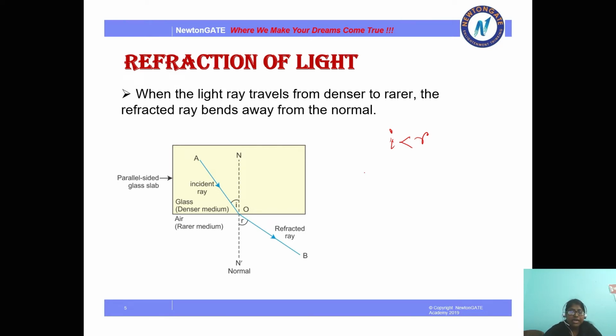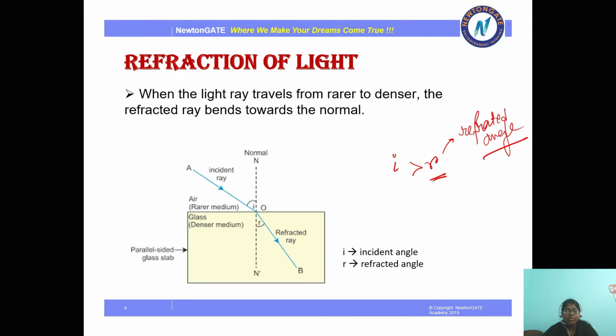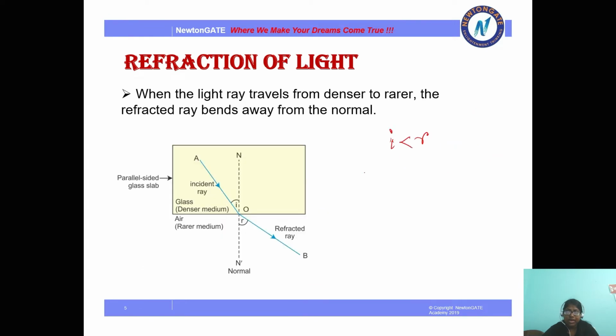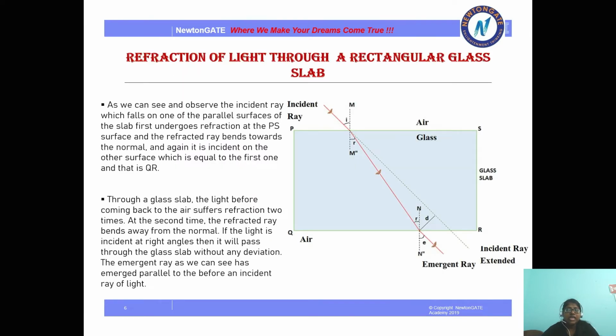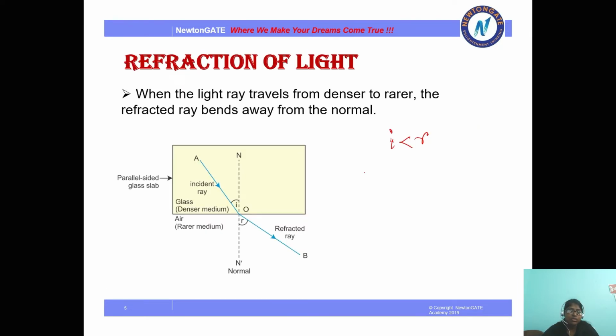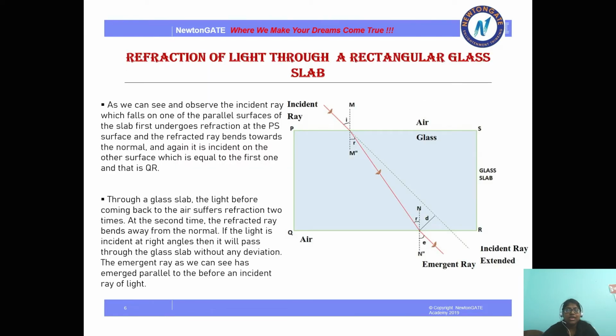Here as an example, I had taken rarer medium as air and denser medium as glass. You can take any other example. The particular theory will remain the same. The next thing, why I took that particular example, air and glass, you will understand now, because there is something we will be learning: refraction of light through a rectangular glass slab.